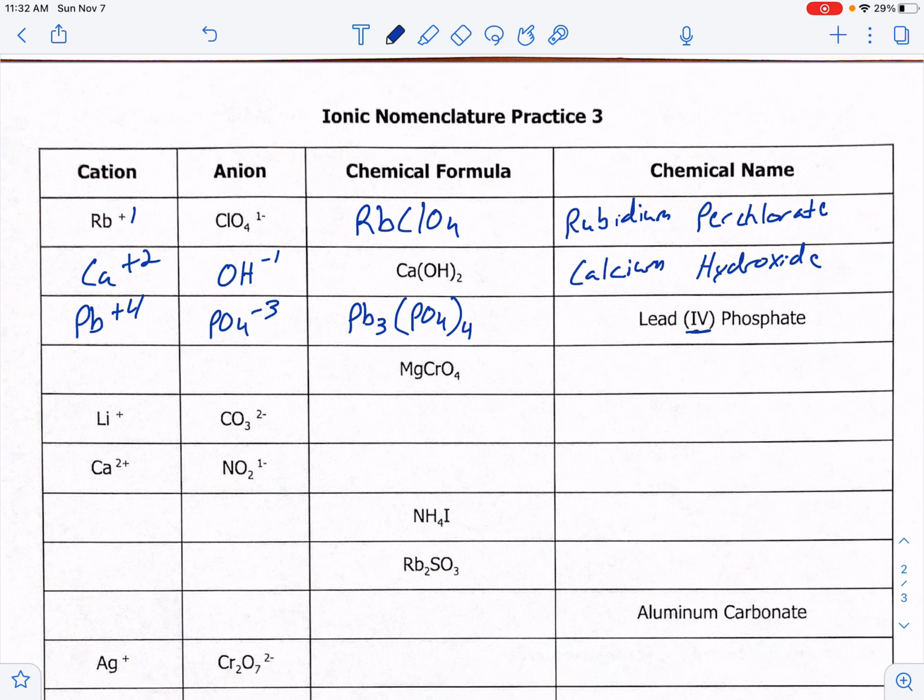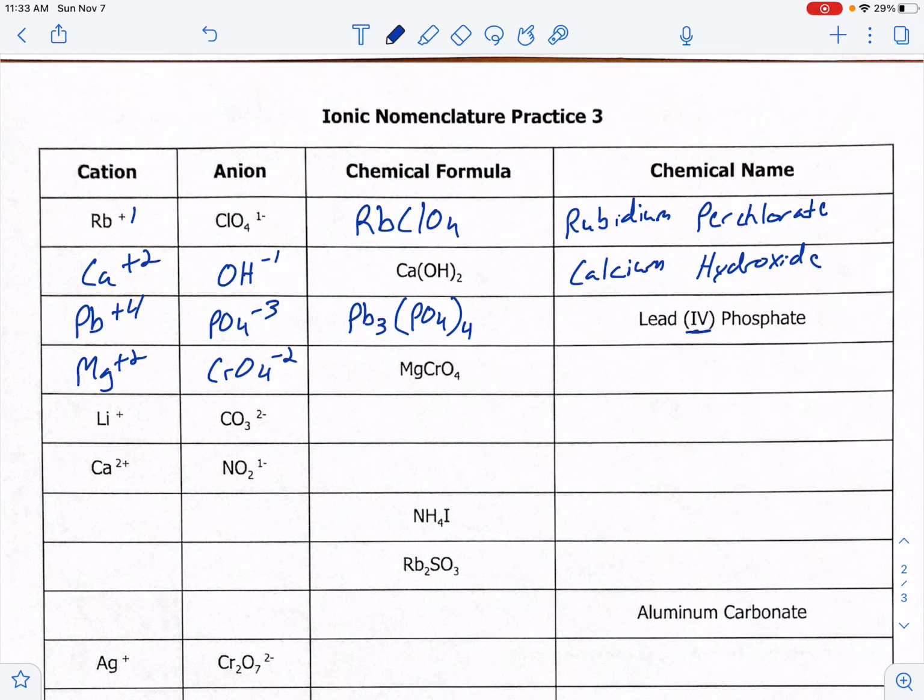Then I have MgCrO4. Okay, so magnesium. So Mg is magnesium. That is going to be in group 2. So that's going to be Mg with a +2. And then CrO4 is chromate. That is on your polyatomic list. That is CrO4 with a -2. So that's why if you look, they're already balanced. So that's why there's only one of each.